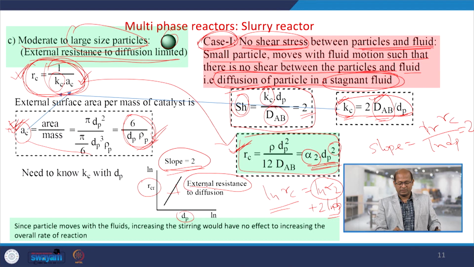When external resistance to diffusion is there and we plot, here we have taken RCR, the combined resistance, meaning both RR and RC are there. The RC part varies with the particle diameter while the RR part remains constant, so the overall RCR part will be affected, since the RC part is affected by the particle diameter. If we plot them, these lines would look like this and the slope of these lines is 2.